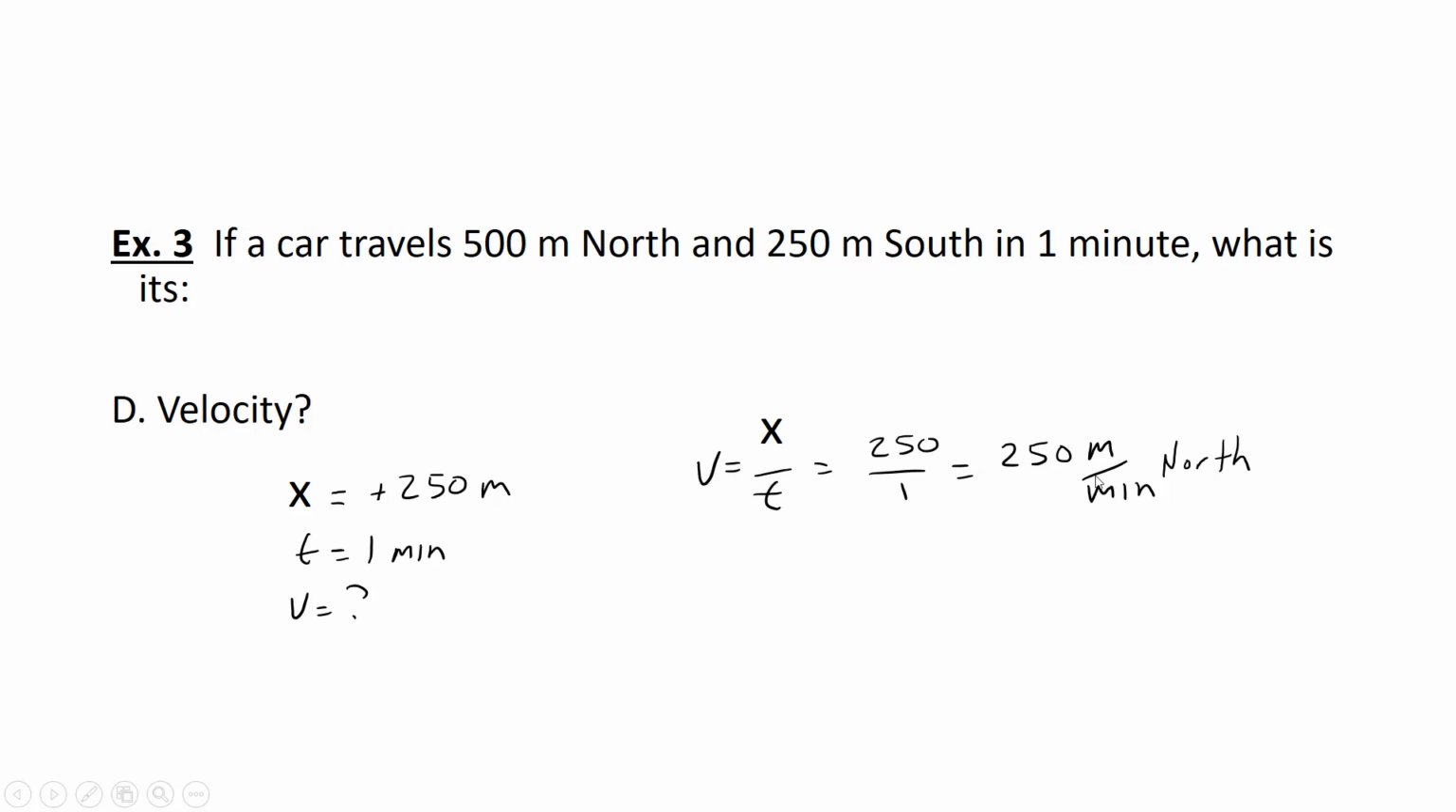So if you're changing directions all the time, your magnitudes for distance, displacement, velocity, and speed are going to be different. If you're going the same direction the whole time, your magnitude would actually be the same.